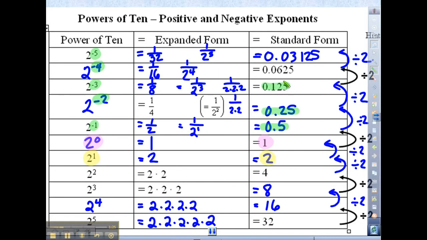You're getting numbers less than 1, and they keep growing smaller and smaller and smaller. They approach 0, but they never quite get there.